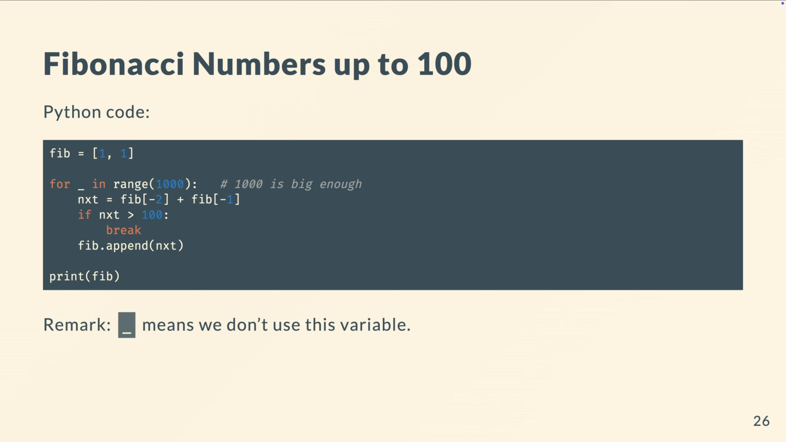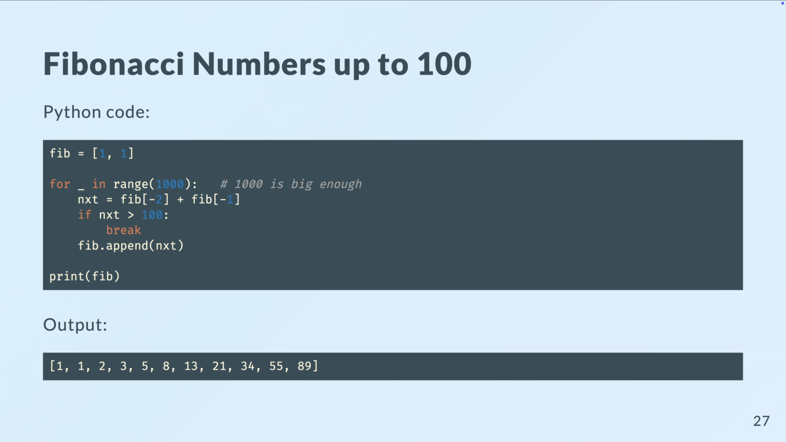Now let's read the code. fib starts as 1, 1. We loop for underscore in range 1,000. Underscore is a common name when we do not plan to use the loop variable. In each loop, we compute next as the sum of the last 2 Fibonacci numbers. If next is greater than 100, we break. If not, we append next to the end of the list fib. At the end, we print the fib list to see what we collected.